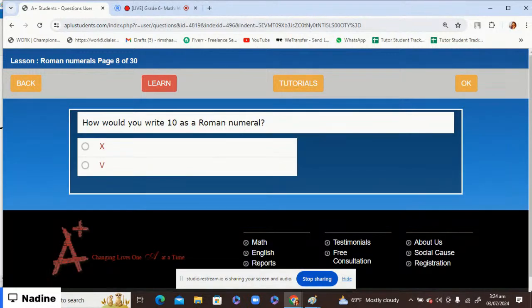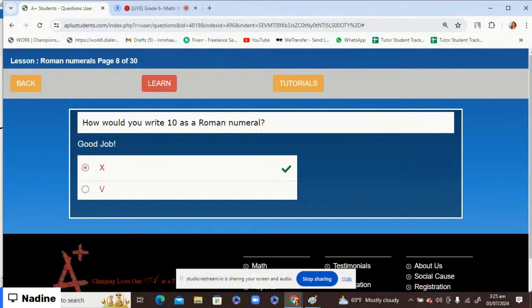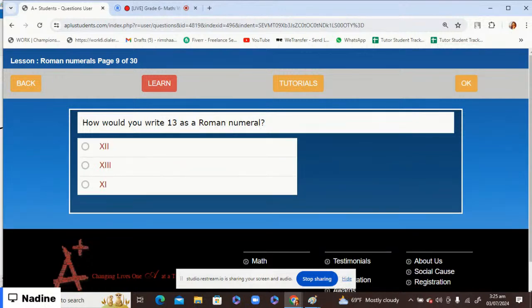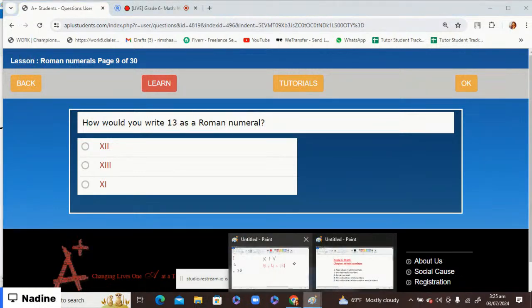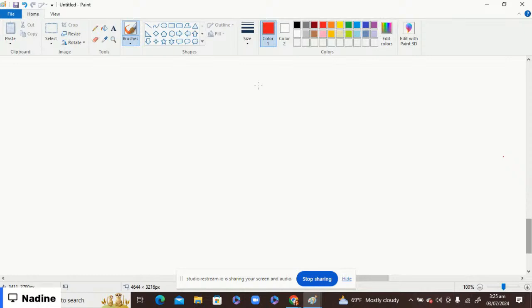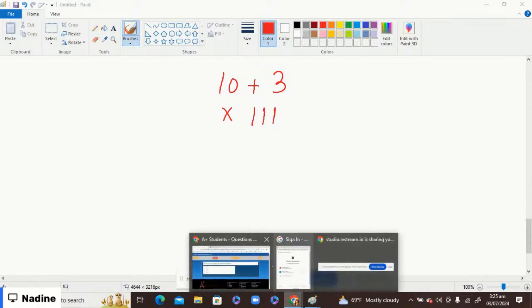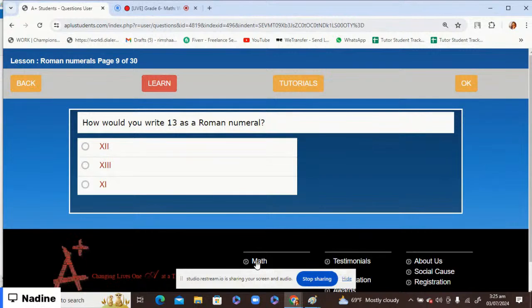Okay. How would you write 10? This is easy, as we know, that is X. Okay, how would you write 13 as a Roman numeral? As we know, 13 is 10 plus 3. 10 is X, 3 is 3 lines. So X and 3 I's.